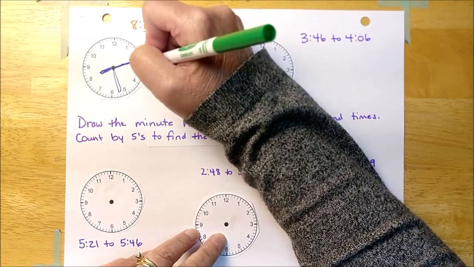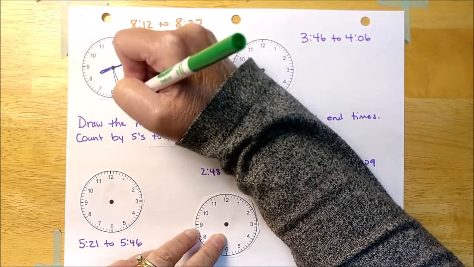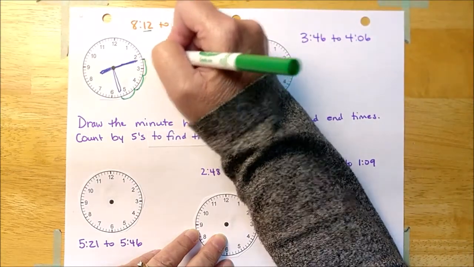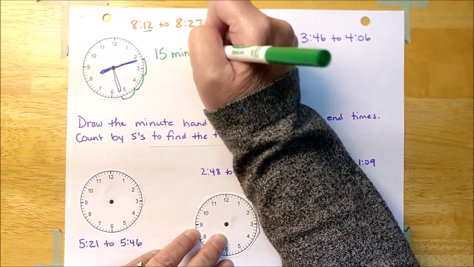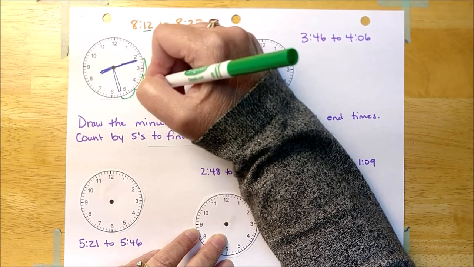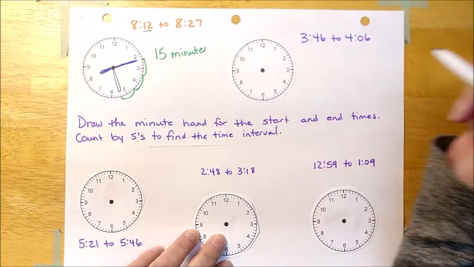So I'm going to go 5, 10, 15. 15 minutes went by. Because the 12 is the second little line, I'm just jumping from second little line to second little line to second little line and counting by 5. So that was 15 minutes.